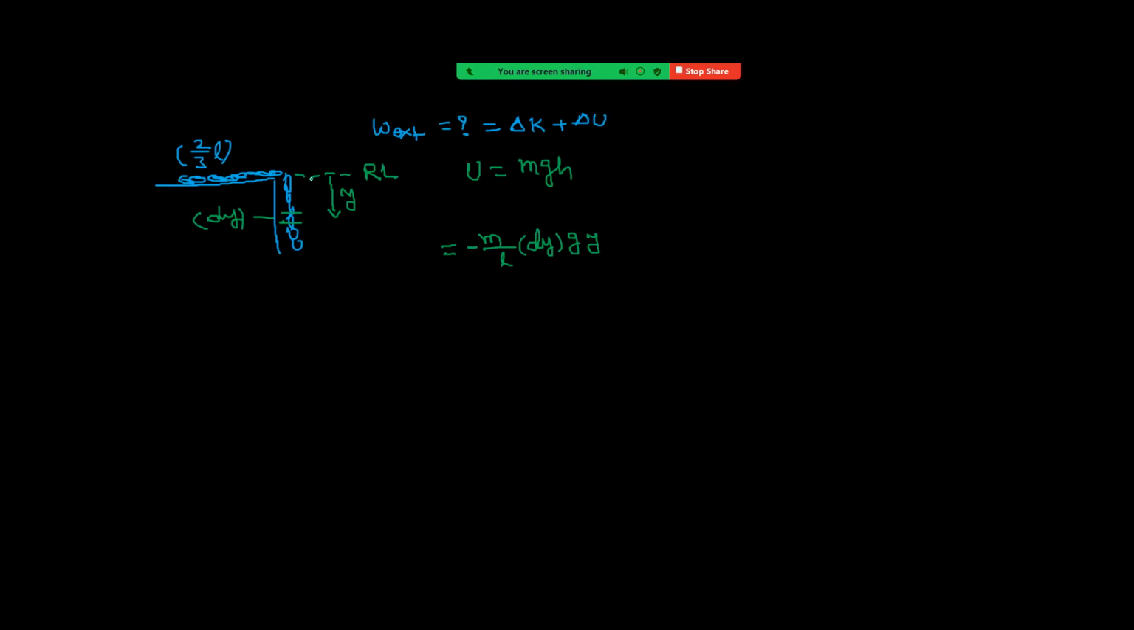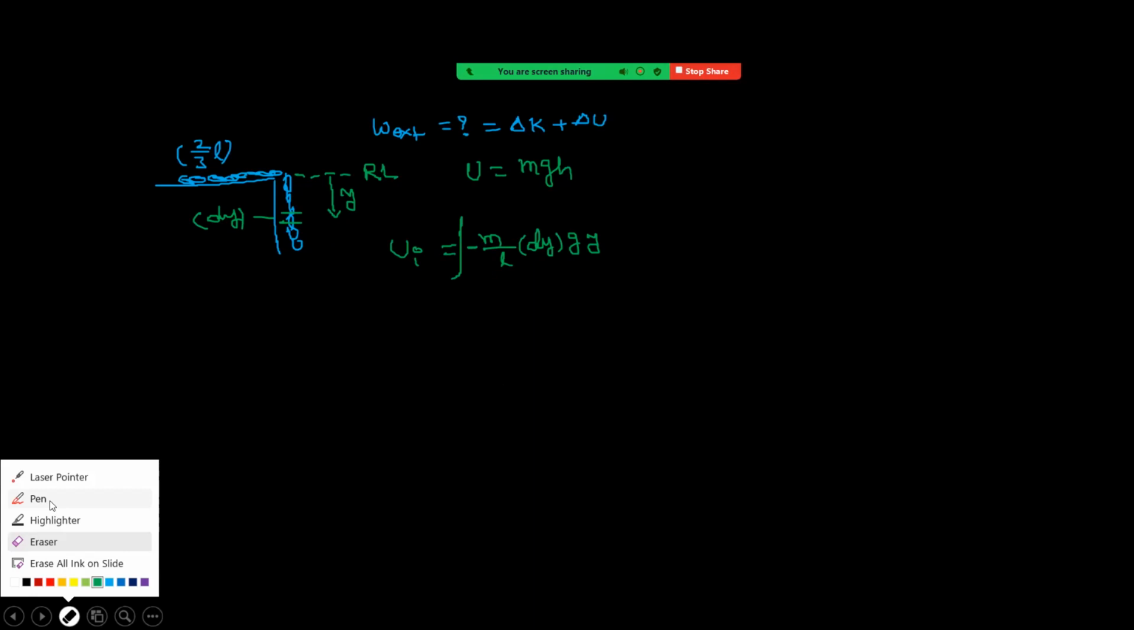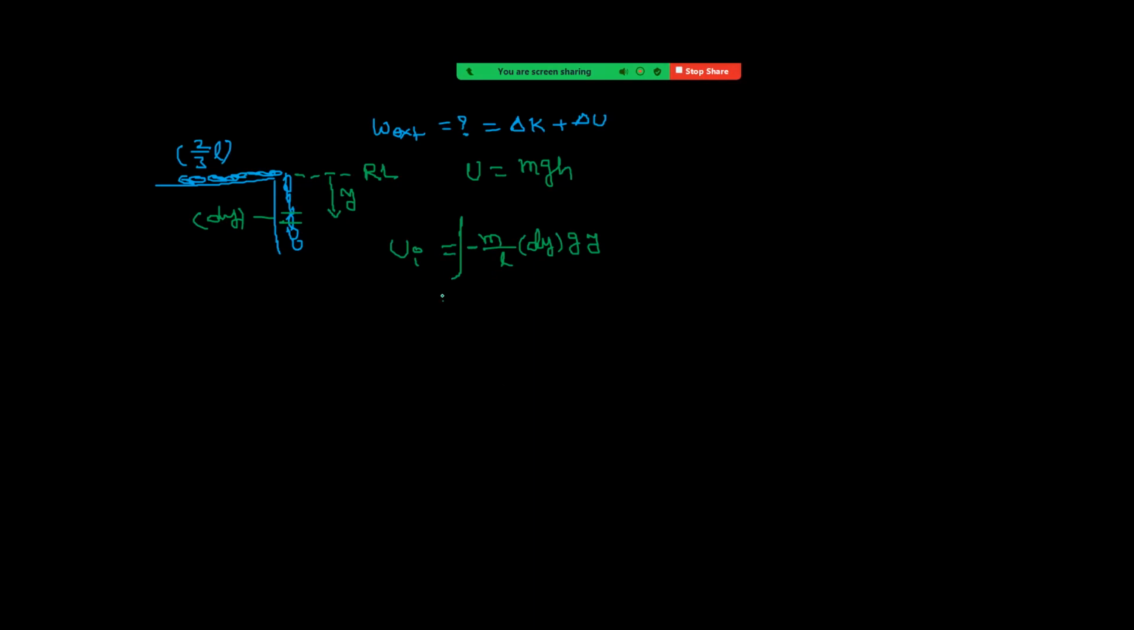Okay. Like this, we have to consider all elements from y equal to 0 to y equal to L by 3. So integrate. So this gives us initial potential energy. Taking limits y equal to 0 up to L by 3. Okay. See what we get? Taking minus outside, mg by L taking outside, integral of y dy. So y square by 2. How much? y square by 2. I'm taking 2 outside. We'll take limits also. L square by 9, right?